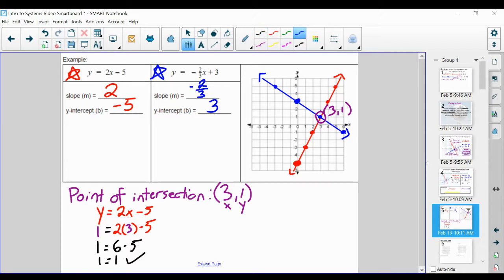We now need to check our blue equation, the blue line. Well, it's y is equal to negative 2 over 3 x plus 3. We're going to substitute in our x and y value. Our y value is 1. That should be equal to negative 2/3 of our x value, which is 3, plus 3.